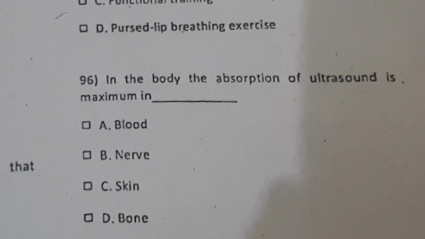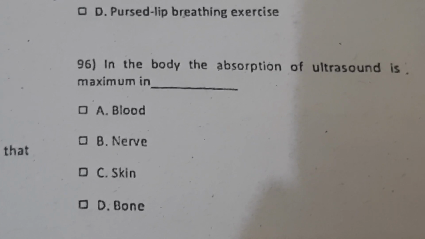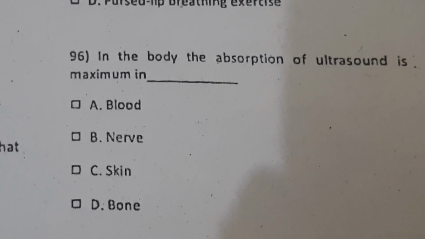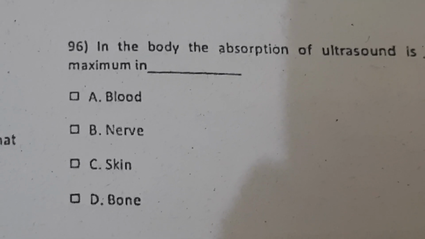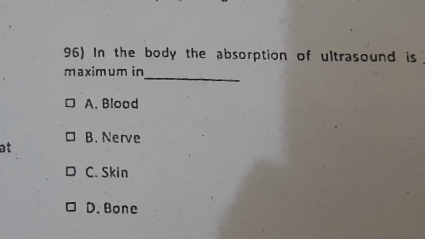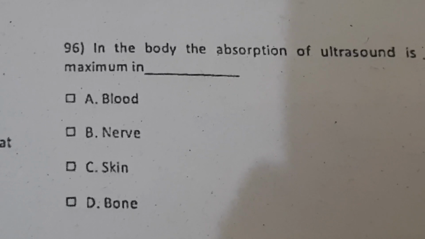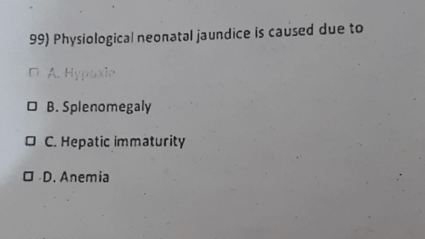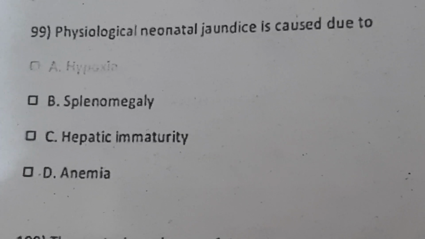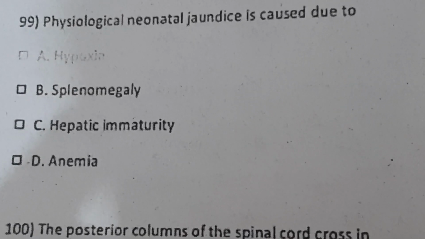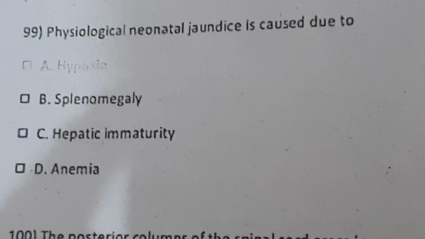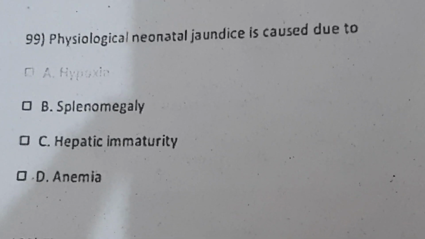In the body, the absorption of ultrasound is maximum in: A. blood, B. nerve, C. skin, D. bone. Option D is correct, bone. In the body, the absorption of ultrasound is maximum in bone. Okay. Physiological neonatal jaundice is caused due to: A. hypoxia, B. splenomegaly, C. hepatic immaturity, D. anemia. Option C is correct, hepatic immaturity.